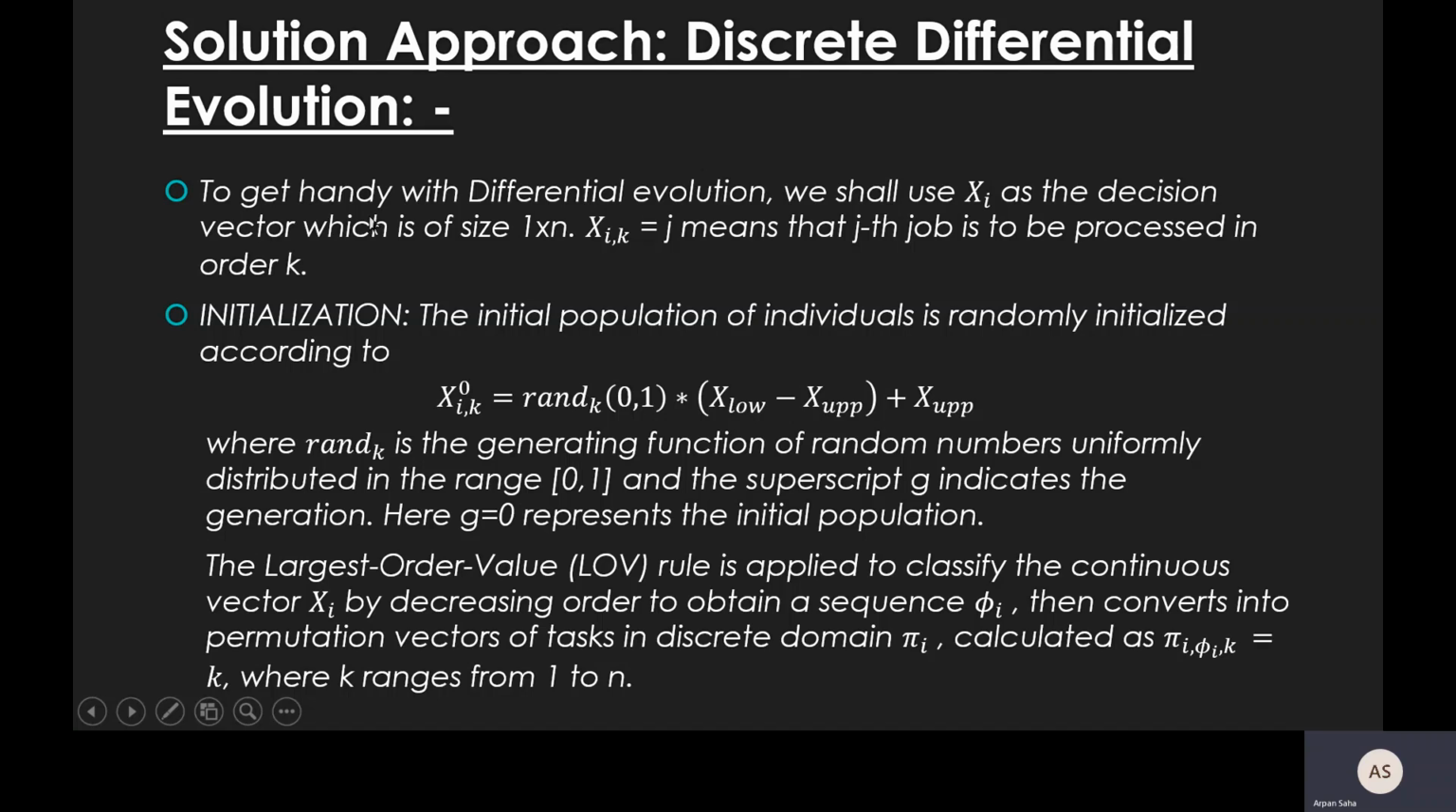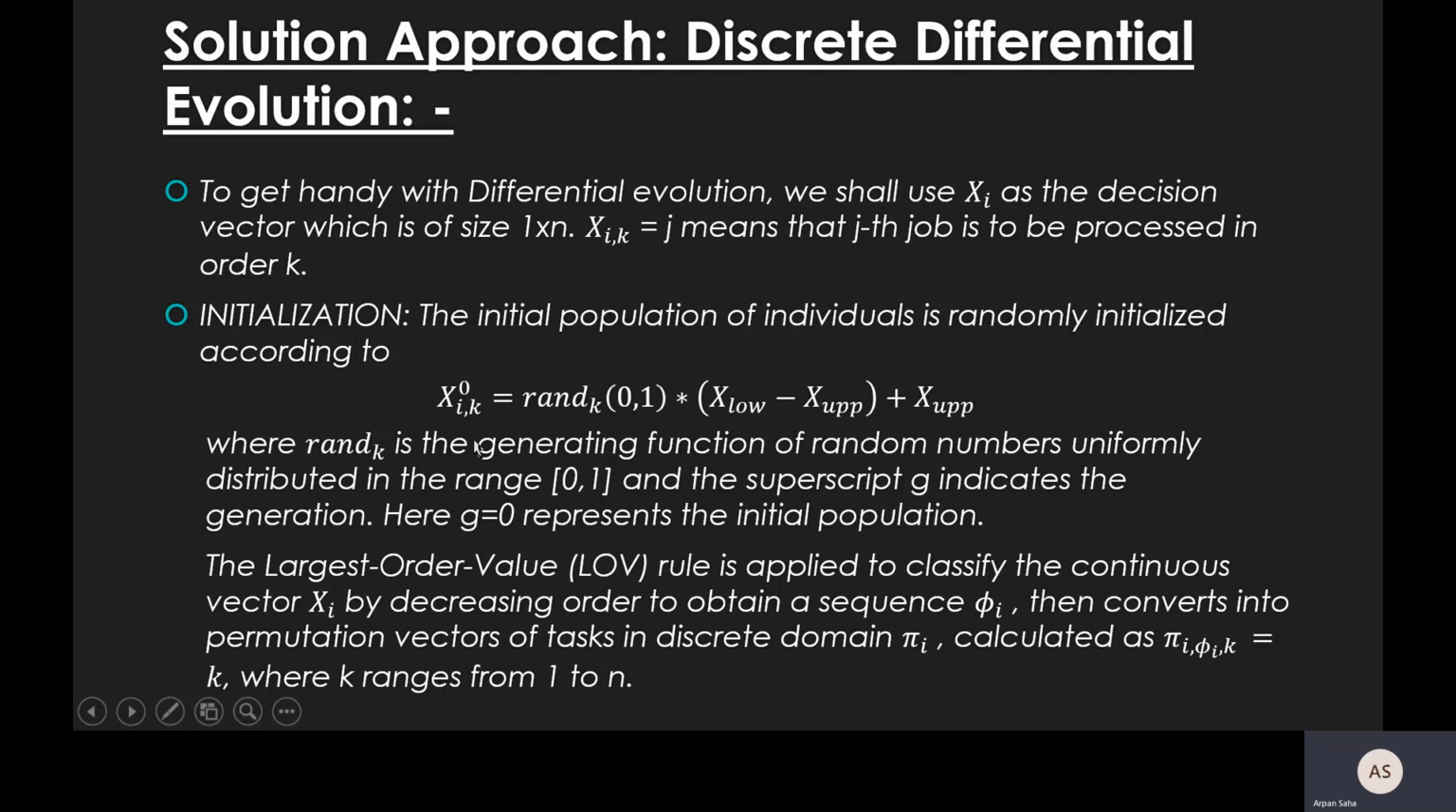Now we are representing our decision variable as x_i,k, and more precisely we are representing it as x_i, which is a vector of n variables, where each variable is indexed by k, and this superscript 0 means the generation. As this is an evolutionary algorithm, we will have multiple generations, and these generations will be indexed by g, which will be written in the superscript of the decision variable x.